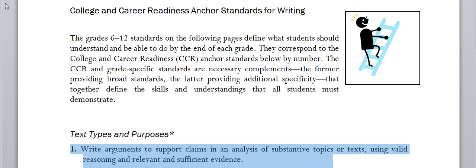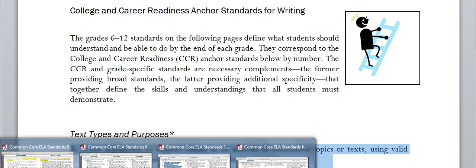Okay, the standard that we've selected to work with is Anchor Standard for Writing number 1. Students write arguments to support claims and an analysis of substantive topics or texts using valid reasoning and relevant and sufficient evidence. We're going to go right to the very beginning, to kindergarten.